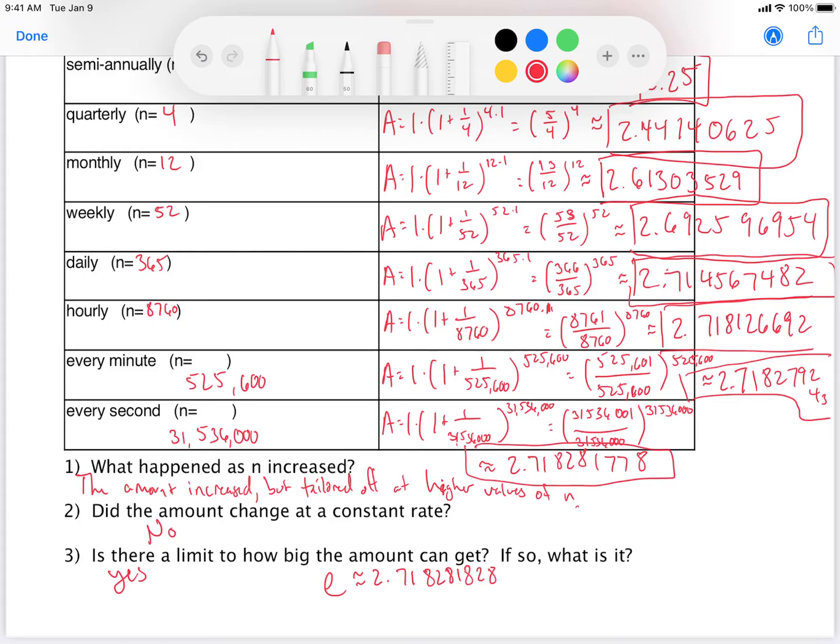Now, luckily we live in the times where our calculators almost all have e on them.